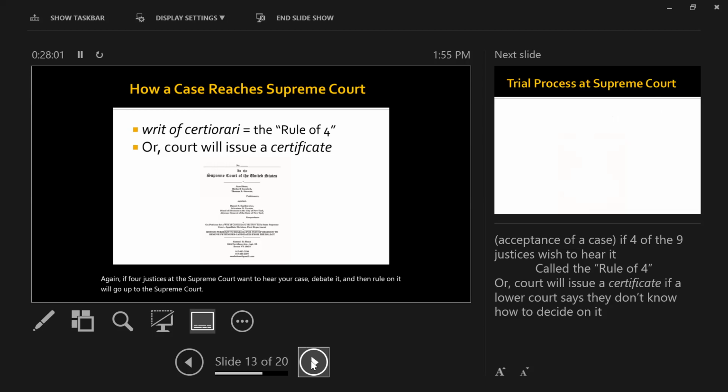Now, if a lower court cannot make a decision on which direction to go, the Supreme Court can also issue a certificate. So if a lower court or an inferior court is super deadlocked and they go up to the Supreme Court and say, we cannot make a decision, the Supreme Court will issue them a certificate to bring the court case up to them.